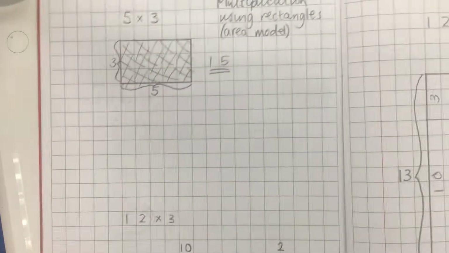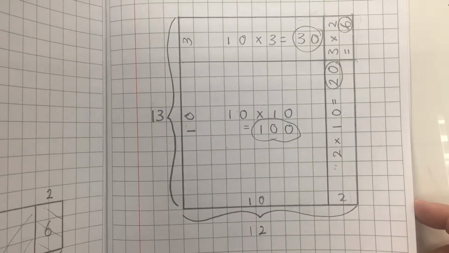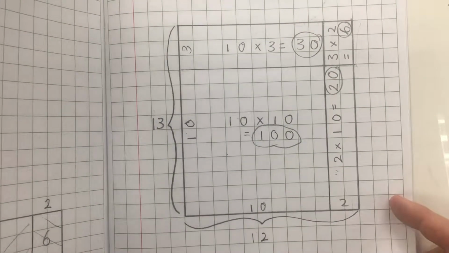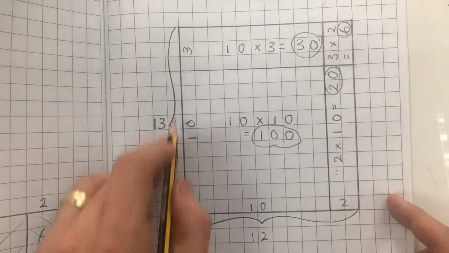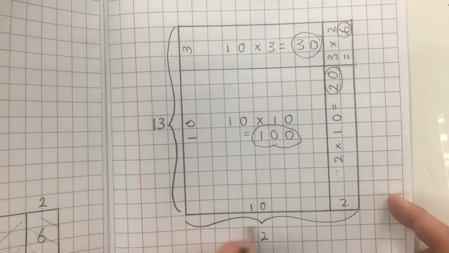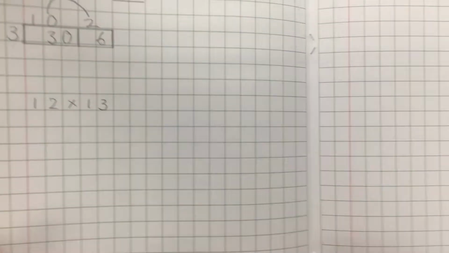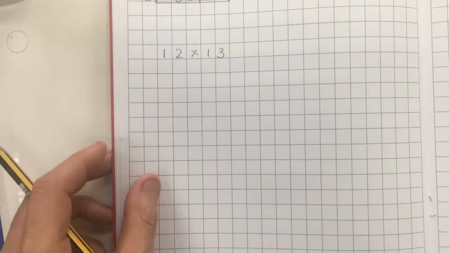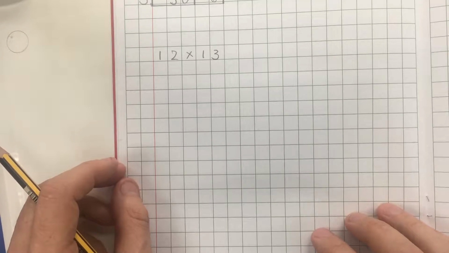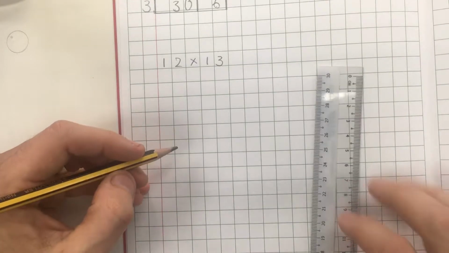Now in an earlier video I did the same calculation using the area model or the rectangle model, and what I needed to do was split my 13 into a 10 and a 3, and split my 12 into a 10 and a 2. I'm going to do exactly the same thing, but I'm going to use a more efficient method, a method that doesn't use drawings, but uses a grid instead, just like last time in video 3.